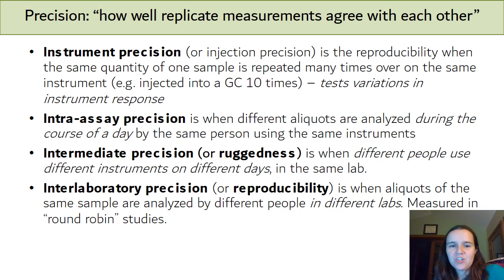There's an intermediate precision or ruggedness, which is different people, you versus me, using different instruments on different days in the same lab, okay? And then finally, interlaboratory precision, which is probably your most rigorous precision, is same sample, different people, different labs, different instruments, different days, and those are called round-robin studies, which I like because my name is Robin.